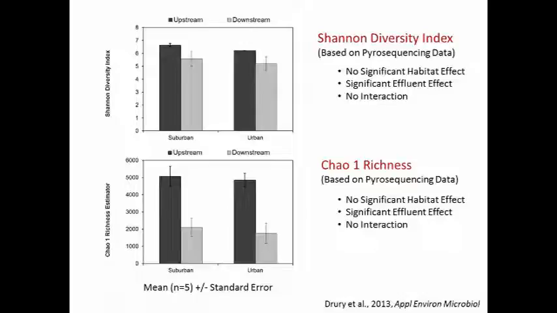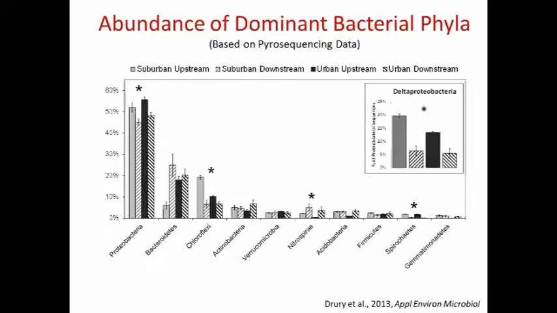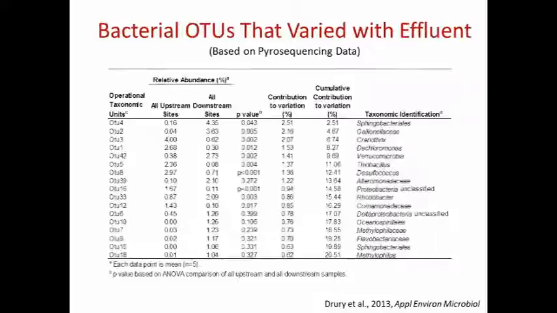So both the Shannon Index and the Chao Estimator both significantly decreased by the effluent. Again, another negative impact of the effluent. And we can use our pyrosequencing data to look at individual microbial groups. So proteobacteria, delta proteobacteria, chloroflexi. So we see a number of these groups that are being significantly impacted by the effluent. And so we can use this data to go in and ask questions about what these organisms are doing in the environment and why they're being impacted.